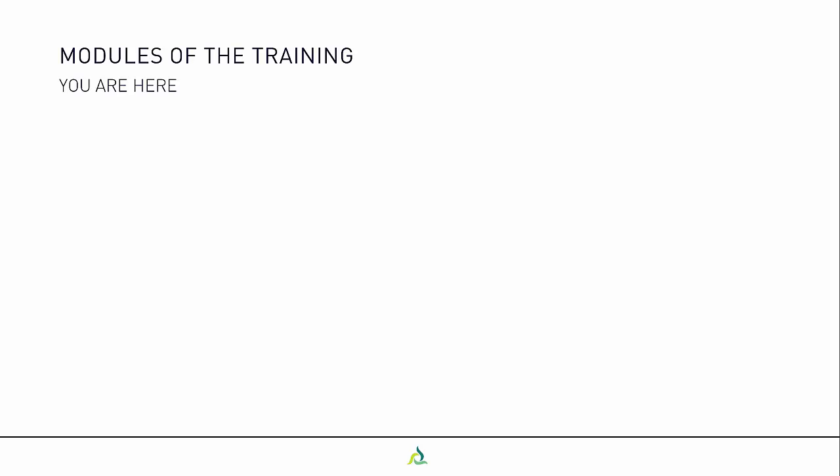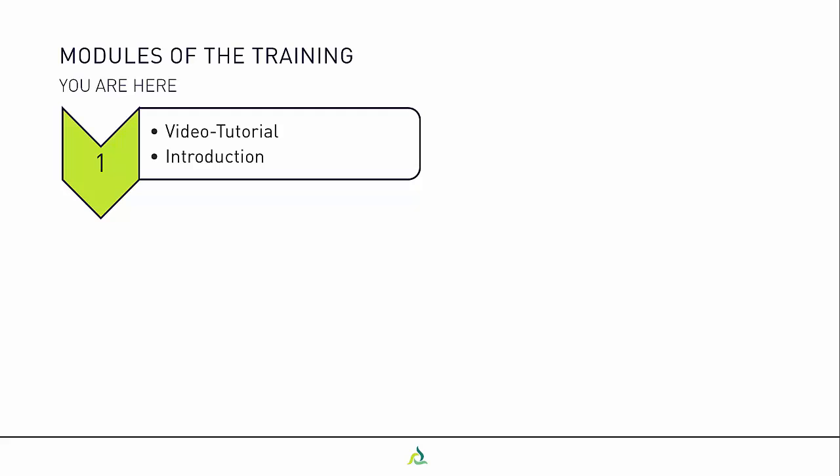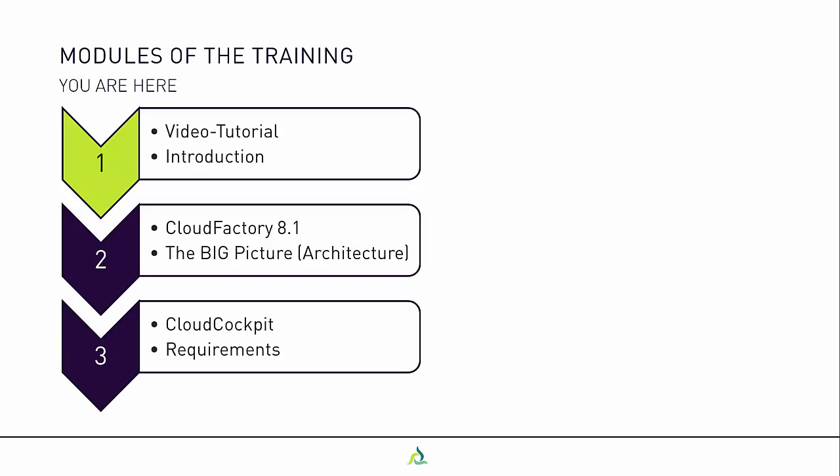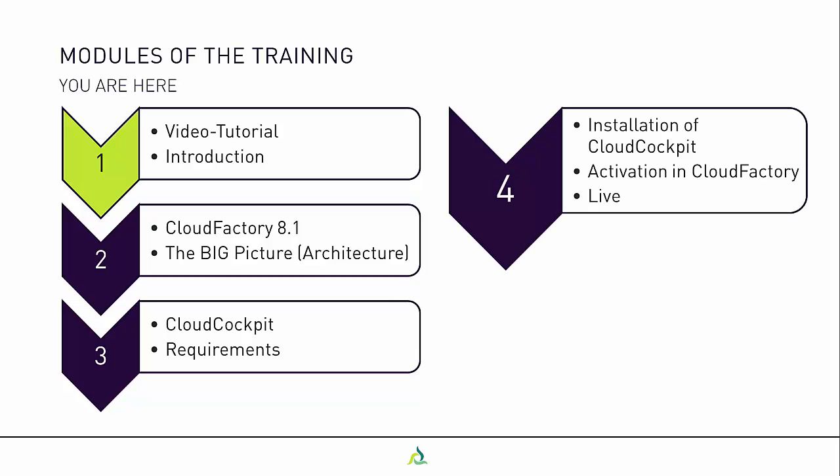This video tutorial consists of 5 modules. In the first module, we will provide an overview of the training and its components. Module number 2 will place the CloudCockpit in the context of a complete Cloud Factory suite. Number 3 will introduce the system's requirements for the CloudCockpit, and module number 4 will feature a live recording of a complete CloudCockpit installation. Here you will learn how to deploy a first instance of CloudCockpit and how to activate CloudCockpit through the Cloud Factory admin console.